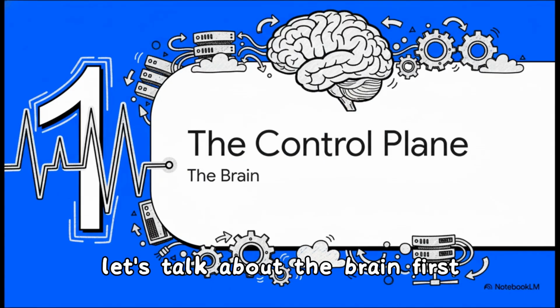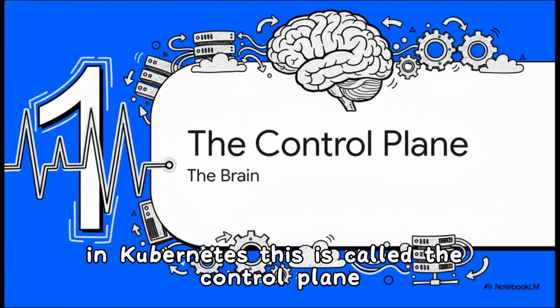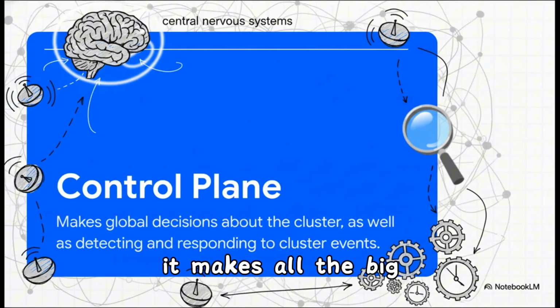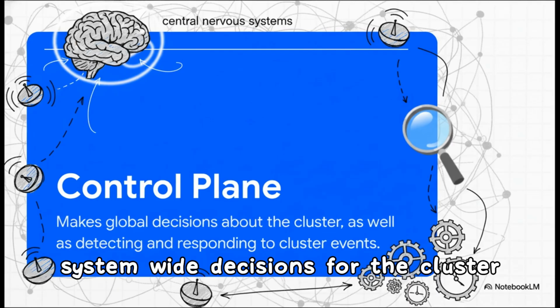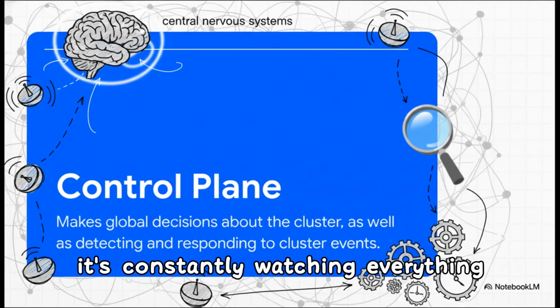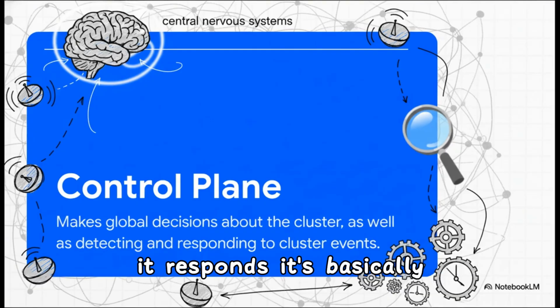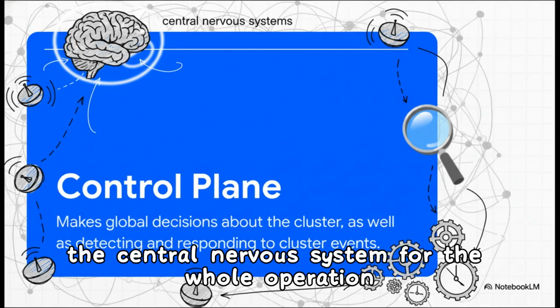Let's talk about the brain first. In Kubernetes, this is called the control plane. The control plane is the command center. It makes all the big, system-wide decisions for the cluster. It's constantly watching everything, and when it sees something happen, it responds. It's basically the central nervous system for the whole operation.